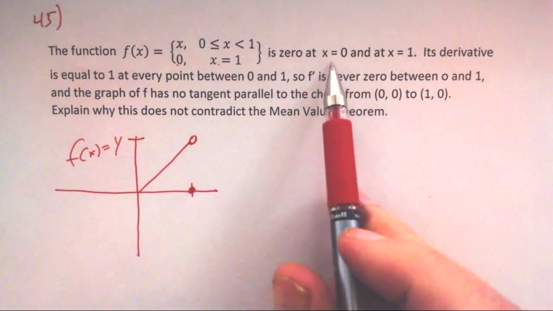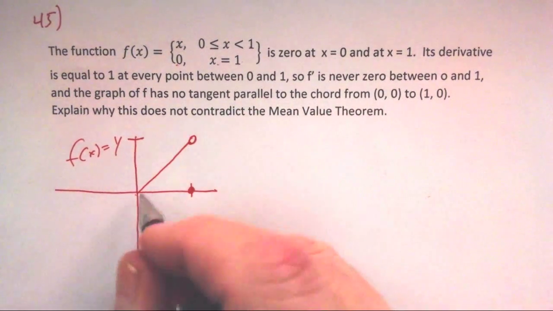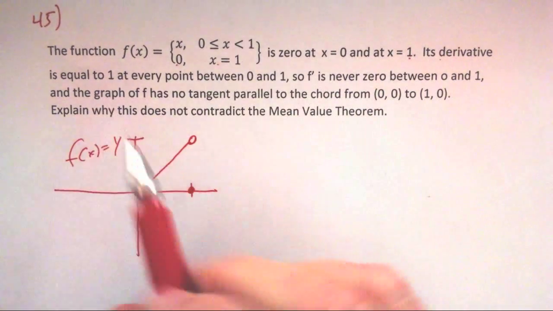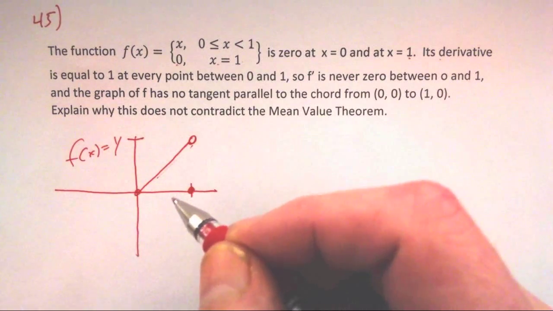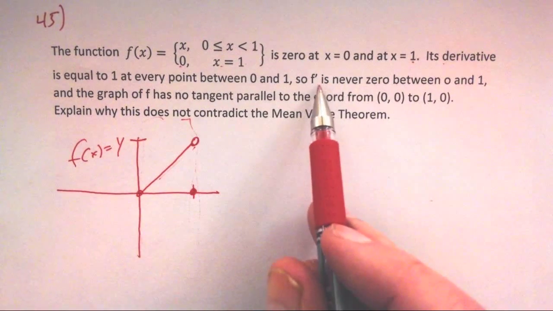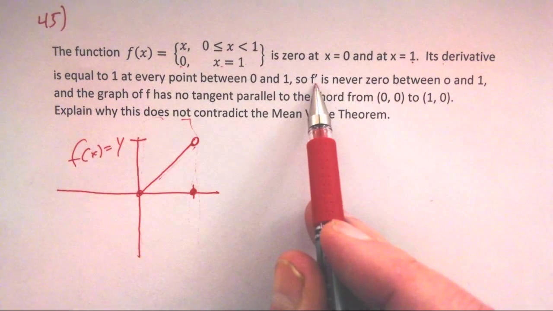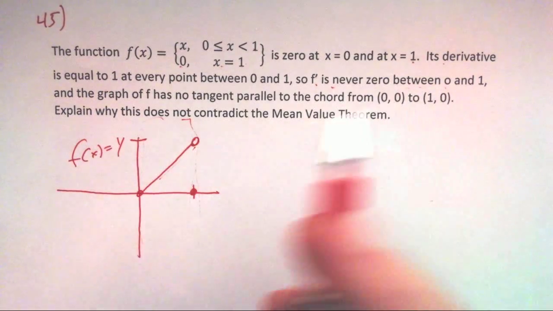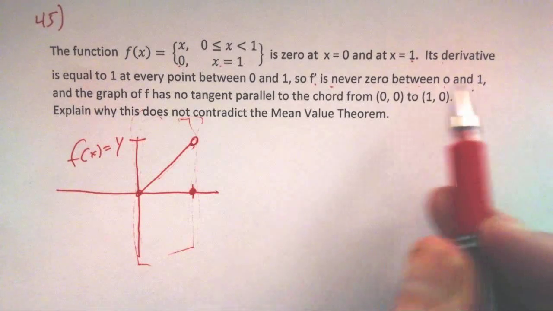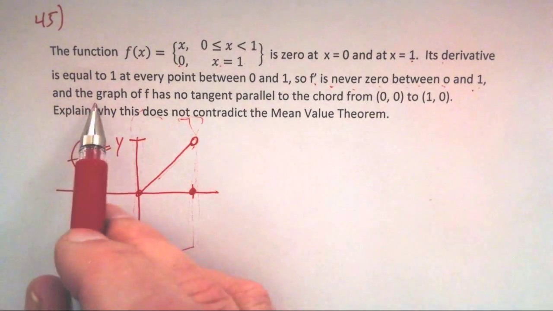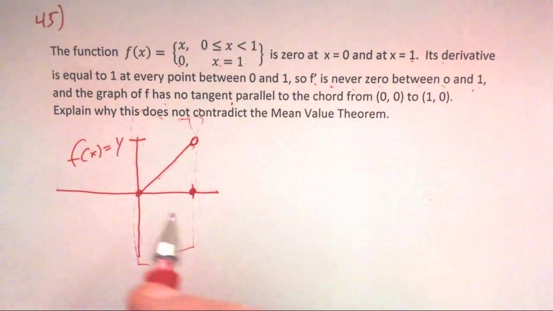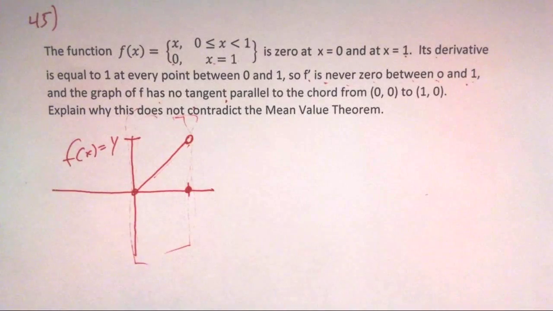It is 0 at x equals 0, and at x equals 1. Its derivative is equal to 1 almost the entire time. Every point between those values, between here and here, its derivative is 1. So f prime, the derivative, is never 0 from here to here. It's never 0 between 0 and 1. And the graph of f has no tangent parallel to the chord from (0, 0) to (1, 0).